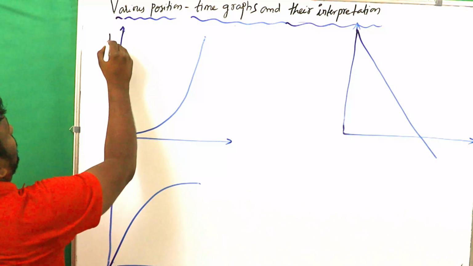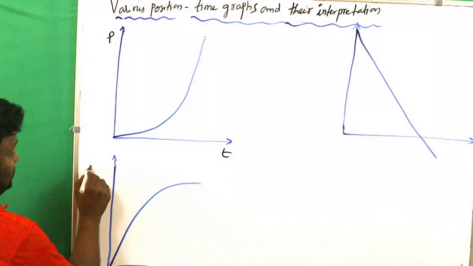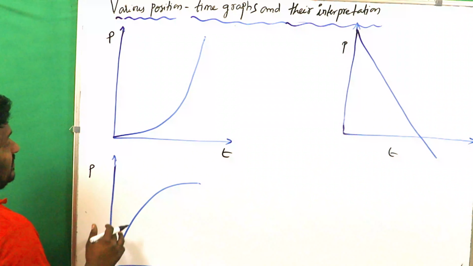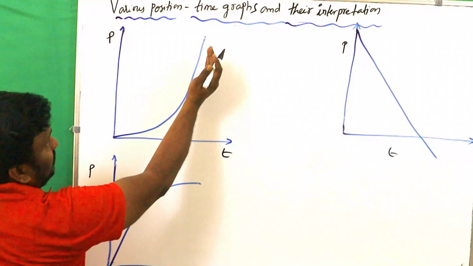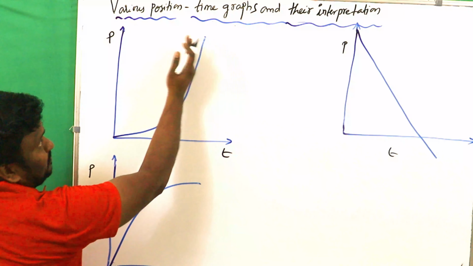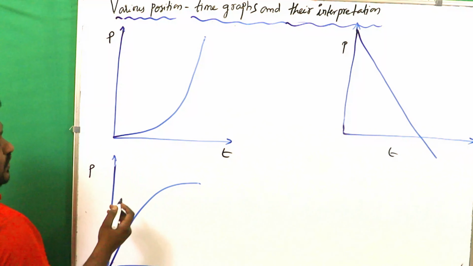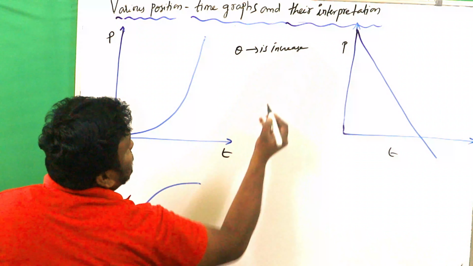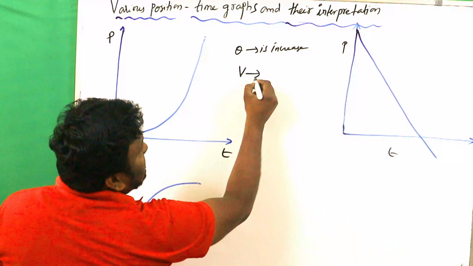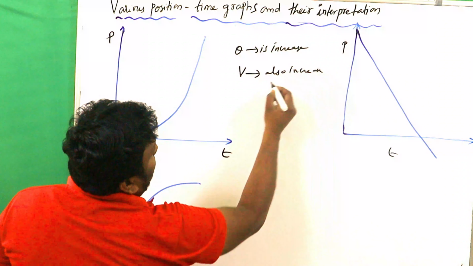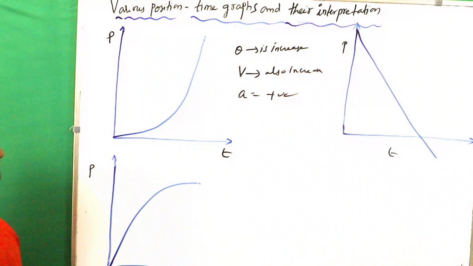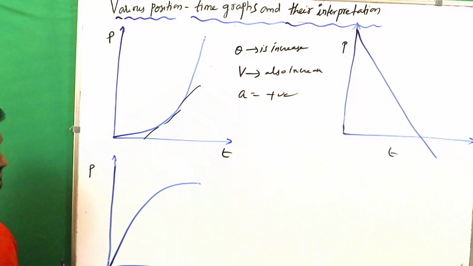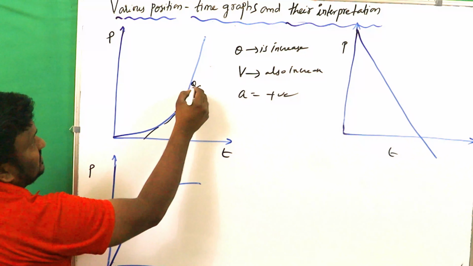Okay, some other graphs are there. Again on the y-axis we have position, and time on the x-axis. So you have to remember, children, in this case the line is moving towards the position axis. So in this case we can observe that theta is going to increase. That means slope increases, then obviously velocity also increases. Then acceleration is positive. So here you may take the angles; the angle is going to increase. Clear?